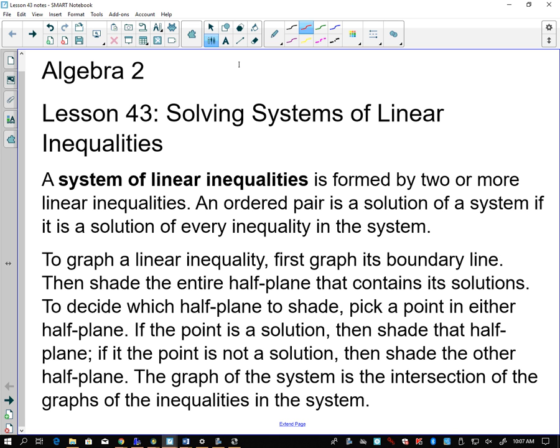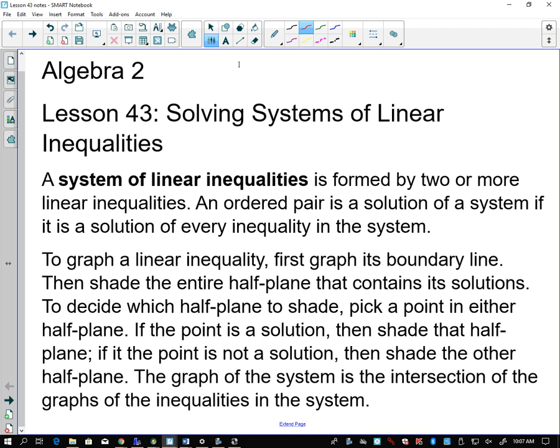All right, Algebra 2, working at lesson 43. We're going to solve systems of linear inequalities. You'll notice the only difference here between what we've done before is that we've already solved systems of linear equations. This is just inequalities. So it's solving systems of linear equations, but with inequality symbols and with inequality graphs.